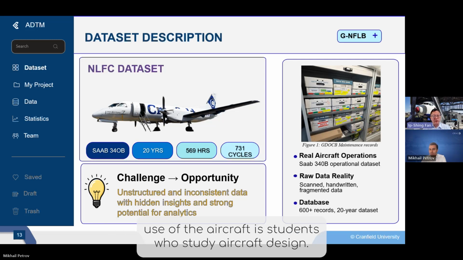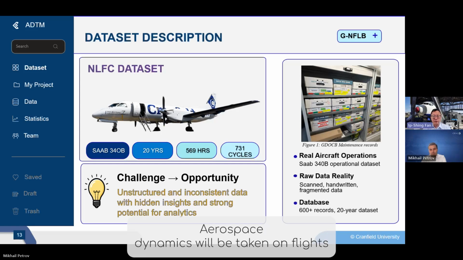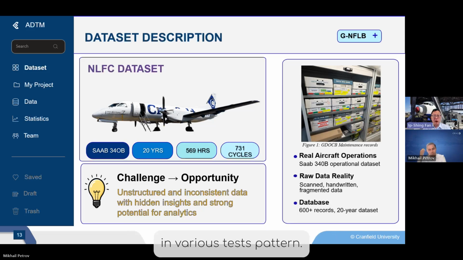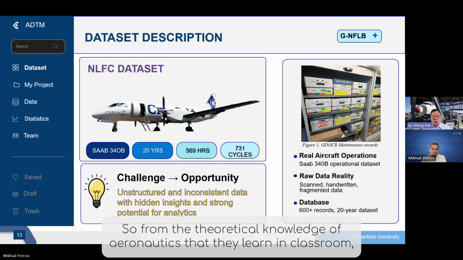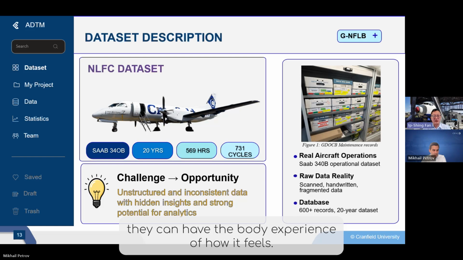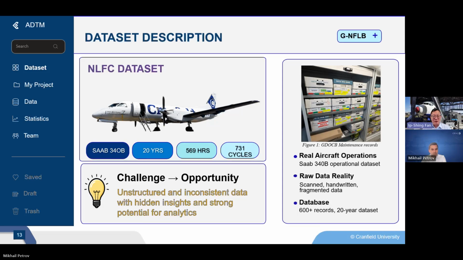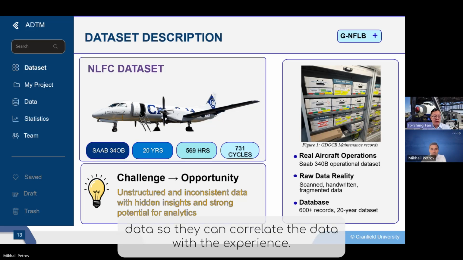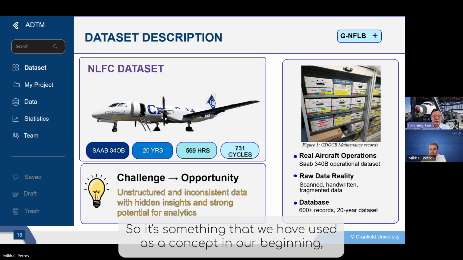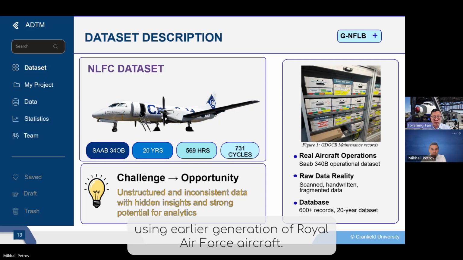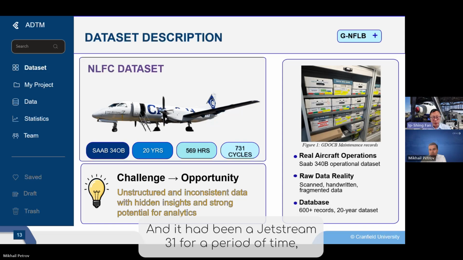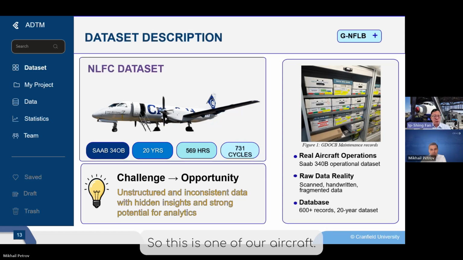One major use of the aircraft is that students who study aircraft design and aerospace dynamics will be taken on flights in various test patterns. So from the theoretical knowledge of aeronautics that they learn in the classroom, they can have the bodily experience of how it feels. When the pilot puts it in a 2G turn, it is interesting, but they also read the data so they can correlate the data with the experience. We used this as a concept in our beginning, using an earlier generation of Royal Air Force aircraft. It had been a Jetstream 31 for a period of time, and then it became the Saab in the last few years. So this is one of our aircraft.